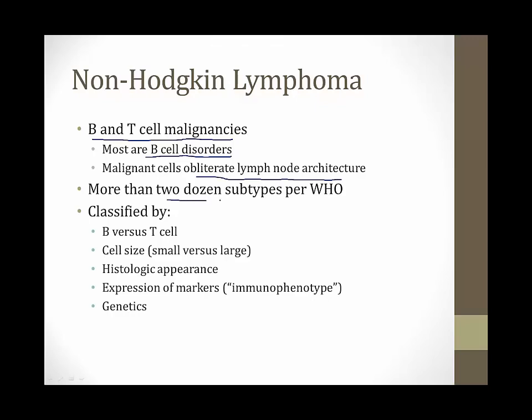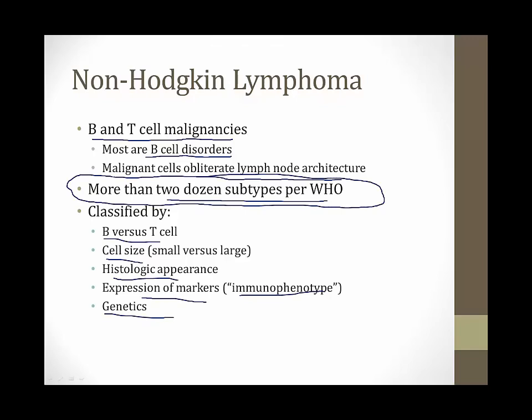There are more than 24 subtypes per the World Health Organization, and this can be very confusing as a medical student, and they are classified in lots of different ways. They're classified by whether they derive from B or T cells, by the cell size, the appearance under the microscope, the expression of the surface markers we talked about, that's called the immunophenotype, and also by the genetics. What I'm going to do in this video is go over the most common types and try to tell you how to recognize them, especially for questions on step 1. If you want to read more, you can learn about all the different subtypes that are out there. There are many, many variants of non-Hodgkin lymphoma.